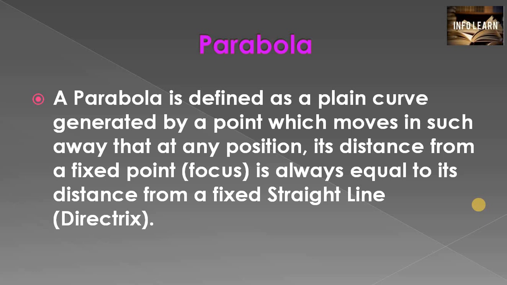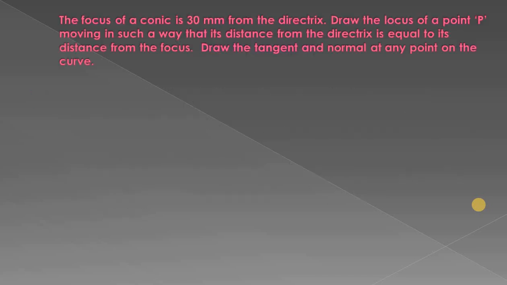What the directrix and focus are, I have shown in my earlier videos. If you want, you can refer to that. Next we will see one example. This is the example we are going to see. It is given that the focus of a conic is 30 mm from the directrix. That is, the fixed point F can be taken as 30 mm from the directrix.